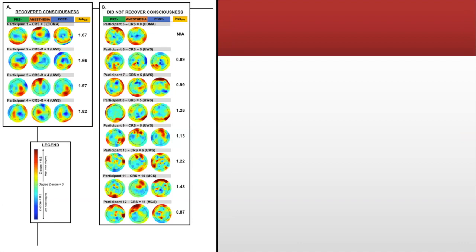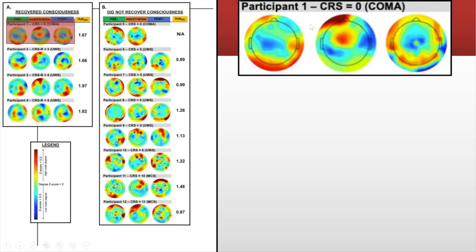We conducted a very similar analysis looking at the brain network hub locations in these two groups of the recovered and the non-recovered individuals. And once again, I'm just going to highlight three so that we can see the details. This is participant one, who was in the coma. We see posterior hubs in baseline and anteriorization when they were exposed to anesthesia, and then back to posterior hubs. And this is consistent with what we see in individuals who have the capacity for consciousness.